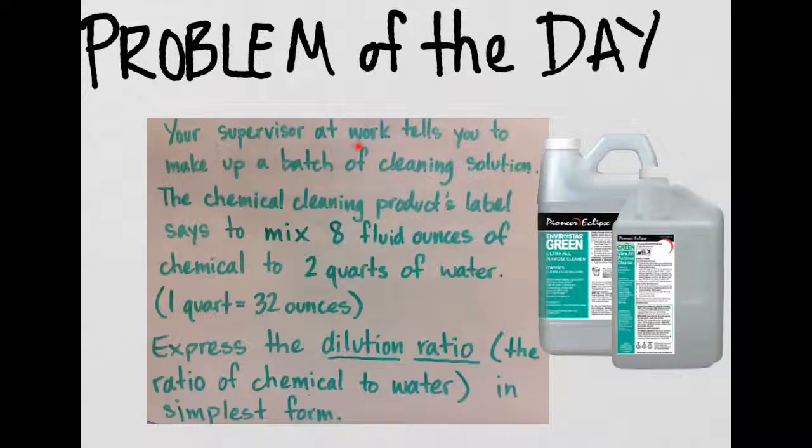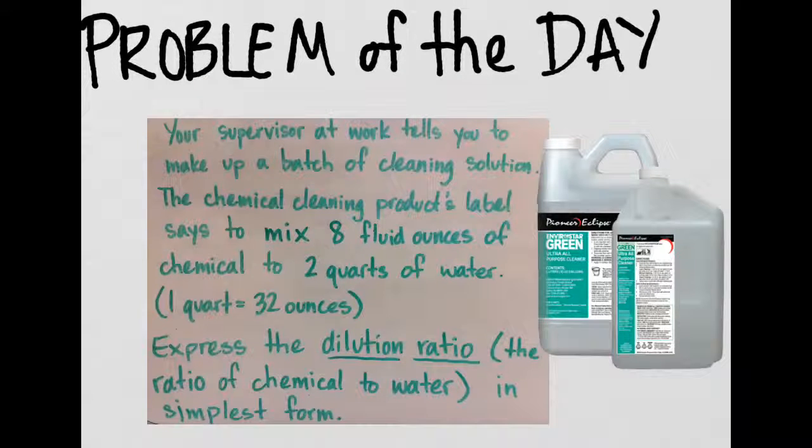Your supervisor at work tells you to make up a batch of cleaning solution. The chemical cleaning product's label says to mix 8 fluid ounces of chemical to 2 quarts of water. Now, you know that 1 quart equals 32 ounces. That's important. Express the dilution ratio, we'll talk about what that means, the ratio of chemical to water in simplest form. Okay, now this is a pretty simple situation.